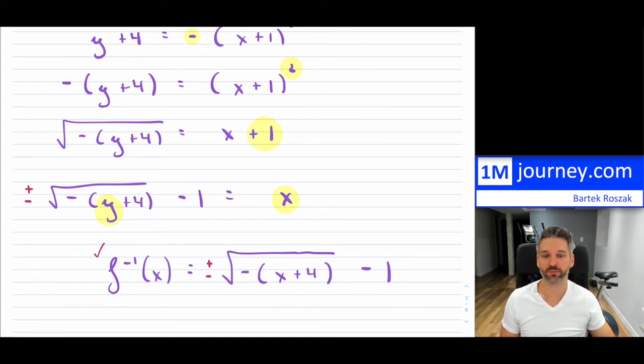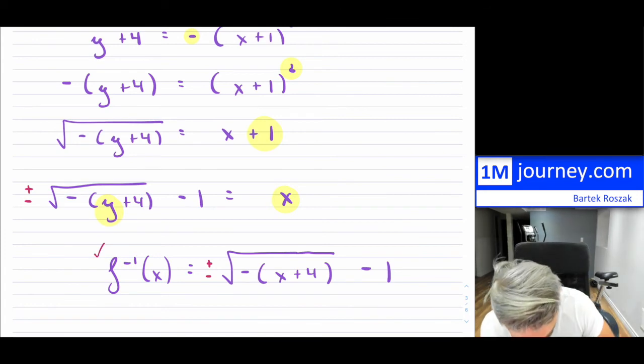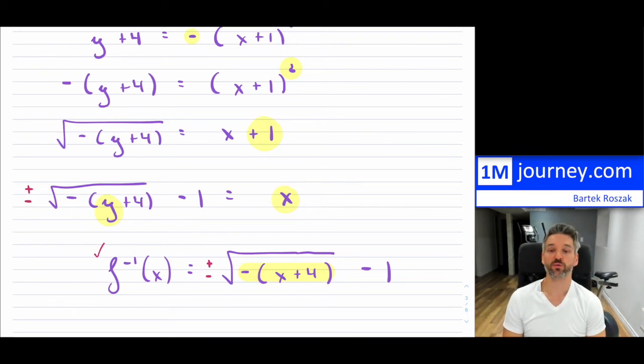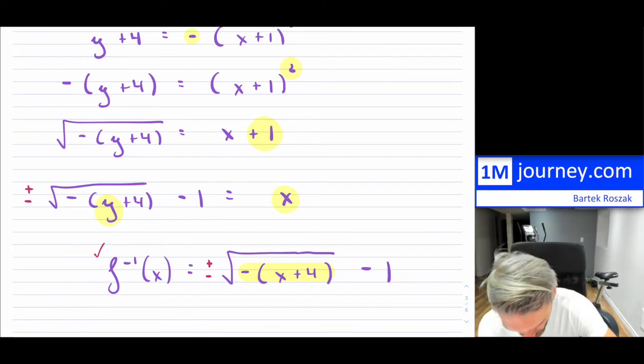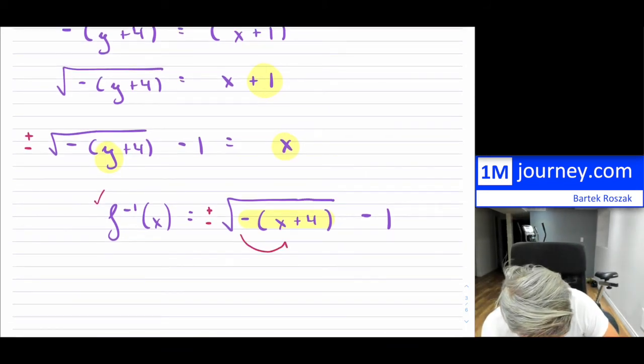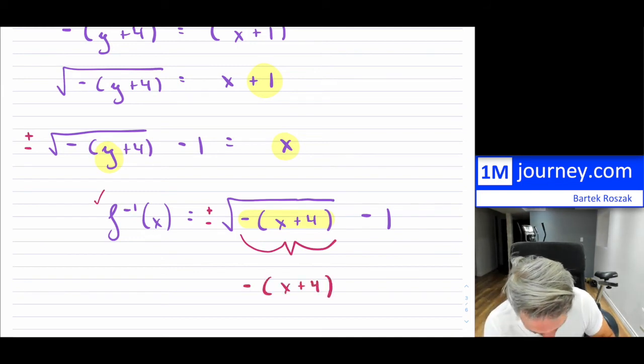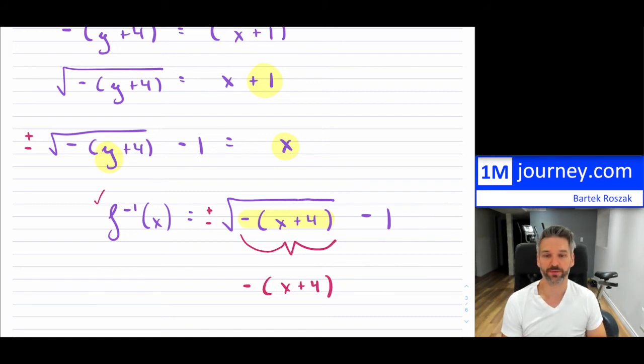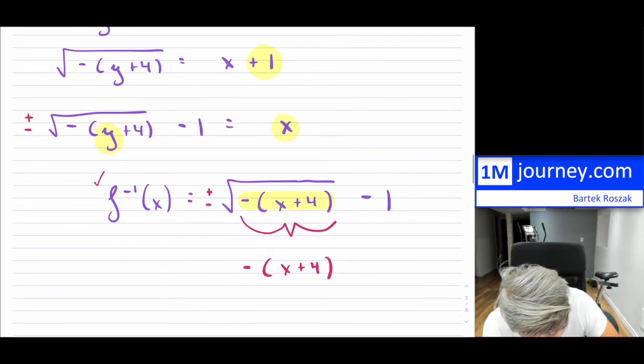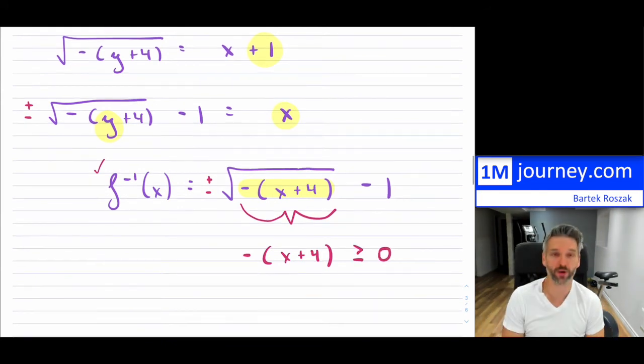The other problem is, what you will find is that we cannot have under a radical something that is negative. So we will have restrictions here right off the bat, because we cannot have this under the radical be negative. So this right there has to be greater than or equal to 0. All right, so this has to be greater than or equal to 0. And when does that happen? Okay, so we're going to be taking a look at that.